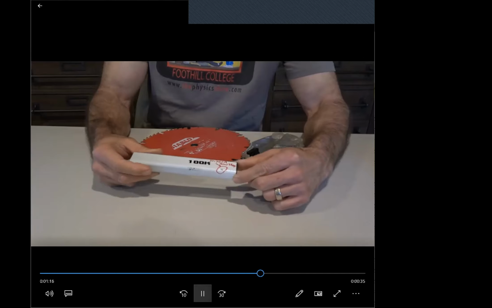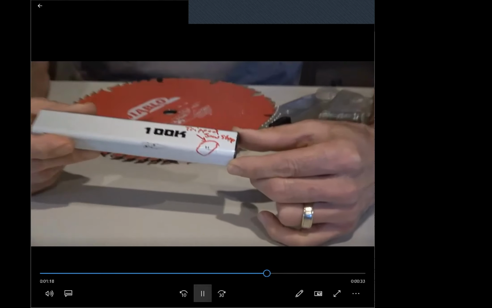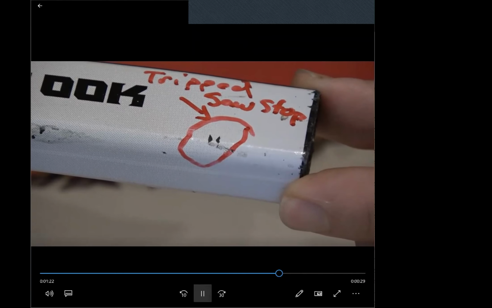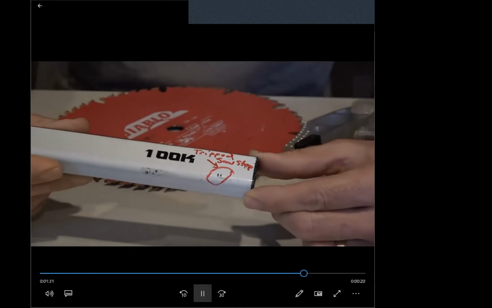This is the culprit that tripped my SawStop. It's part of a hockey stick. Hockey sticks are made of carbon fiber, and they are conductive. Amazingly, that's the only scar left on this stick before the safety mechanism tripped.